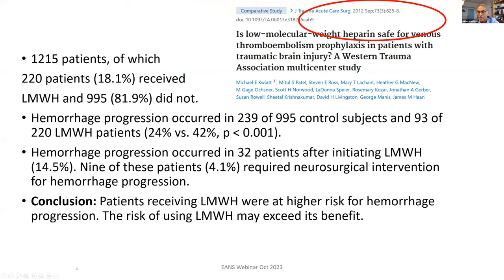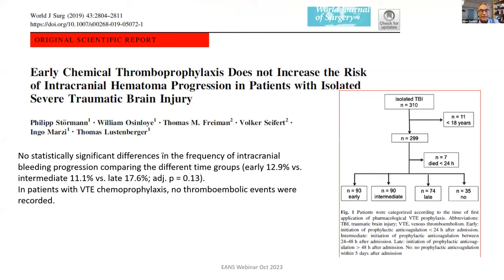This is from 2012. But now an increasing number of papers in the literature are stating that no, if you give early chemical prophylaxis, like this very recent one, it does not increase the risk of intracranial hematoma in patients with TBI. And here, it's more than 300 patients in this particular study. Those who received chemoprophylaxis in this study had no thromboembolic events, and there were no hemorrhagic complications. I'll come back with the final recommendations on this, but what should we use?